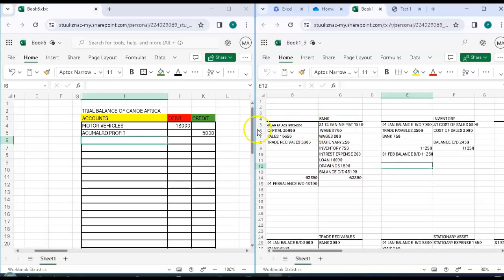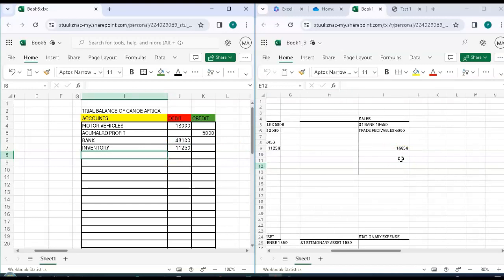Let's start with the first one, which is bank. And it has a debit balance, right? Because the balance brought down is on the debit side. So that's why we put it on the debit side as 48,100. Also at the end, we should have debit equals credit. If that is true, then everything we did so far is correct. All the general ledgers and stuff, right? Okay, the next one is inventory. Inventory, we got a debit balance of 11,250.